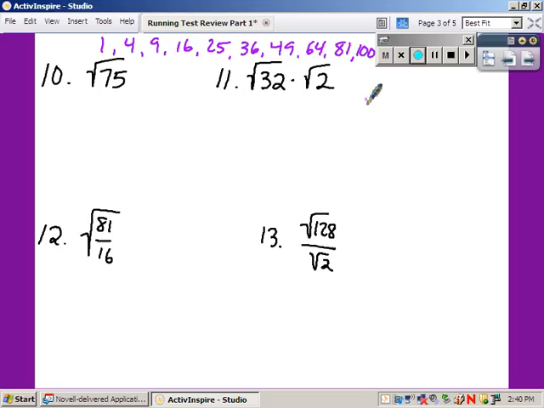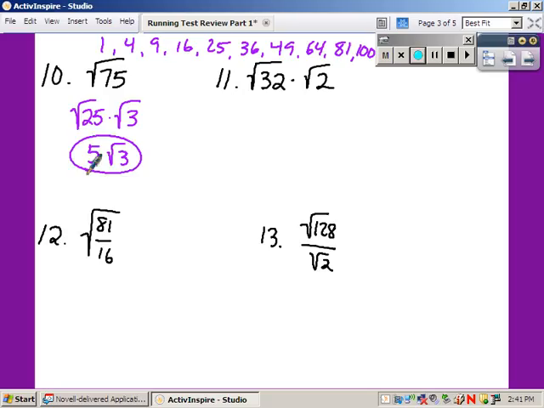And so 75, we're looking for the biggest perfect square that divides evenly into 75. That happens to be 25. So this is 25, and it will be times 3 to give us 75. So we write it as the square root of 25 times the square root of 3. And the square root of 25 is 5. The square root of 3 left over. That's our final answer.